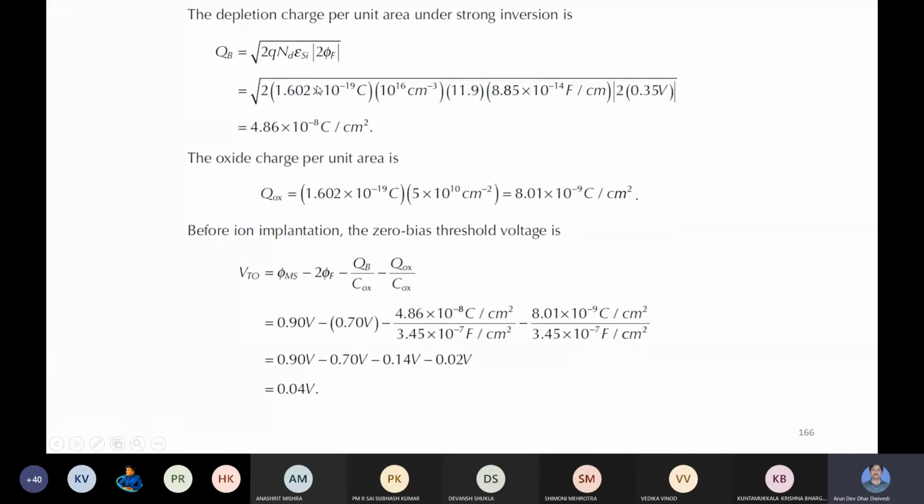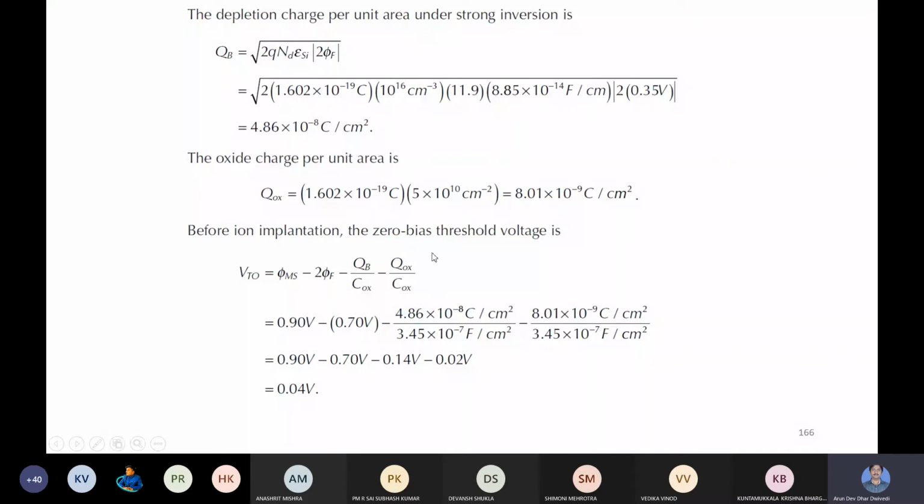And then in this case the depletion charge, because it is a p channel MOSFET, the negative sign is removed now. It is root of 2q Nd epsilon si mod of 2 phi f. So by putting this value, we are getting QB also. And oxide charges we can calculate. Depletion charges you have calculated. Oxide charges Qox equal to q into Nox. Nox is the concentration, 5 into 10 per centimeter square, the number of oxide charges multiplied by q, the electronic charge. So this is the value.